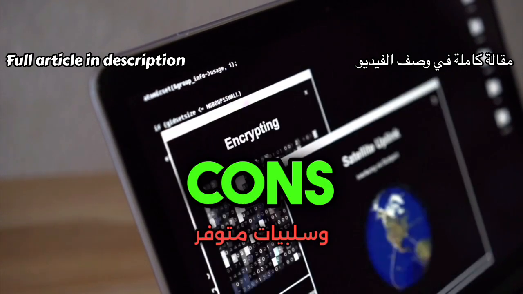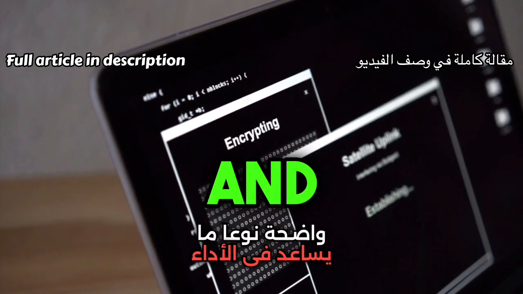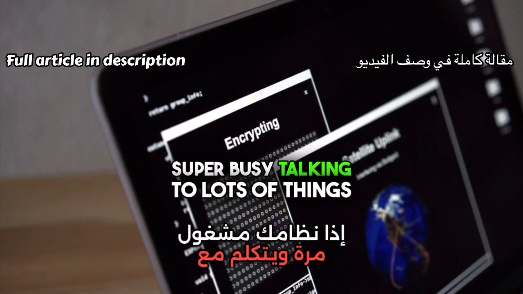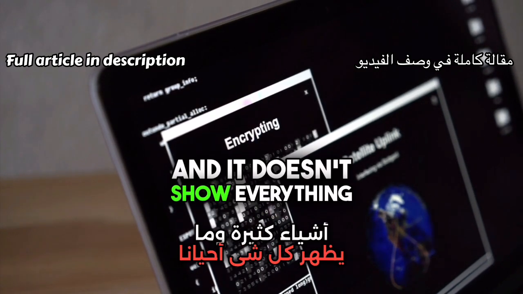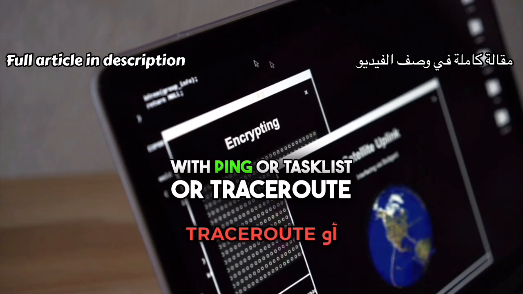So pros and cons. It's widely available. Output is fairly clear. Helps with performance and security. Yeah, big pros. Can be slow if your system is super busy talking to lots of things. And it doesn't show everything. Sometimes you need to pair it with ping or tasklist or tracert for the full picture.